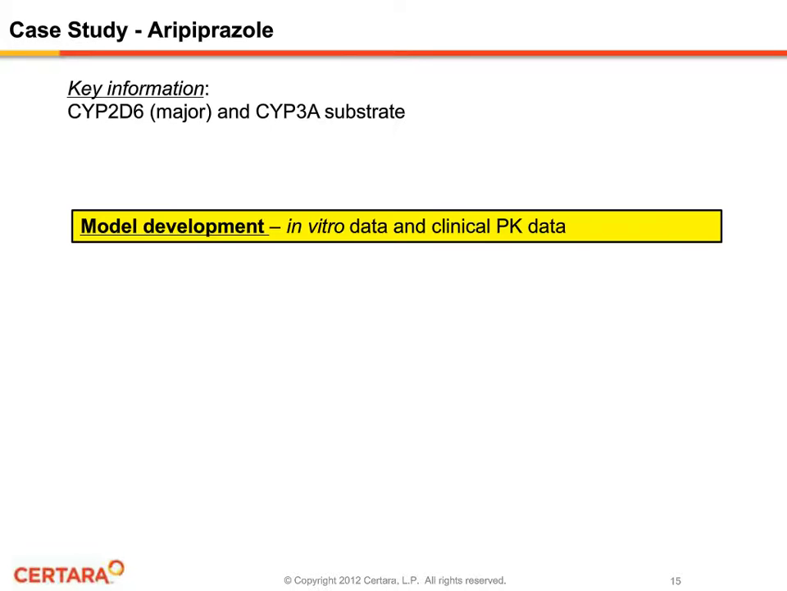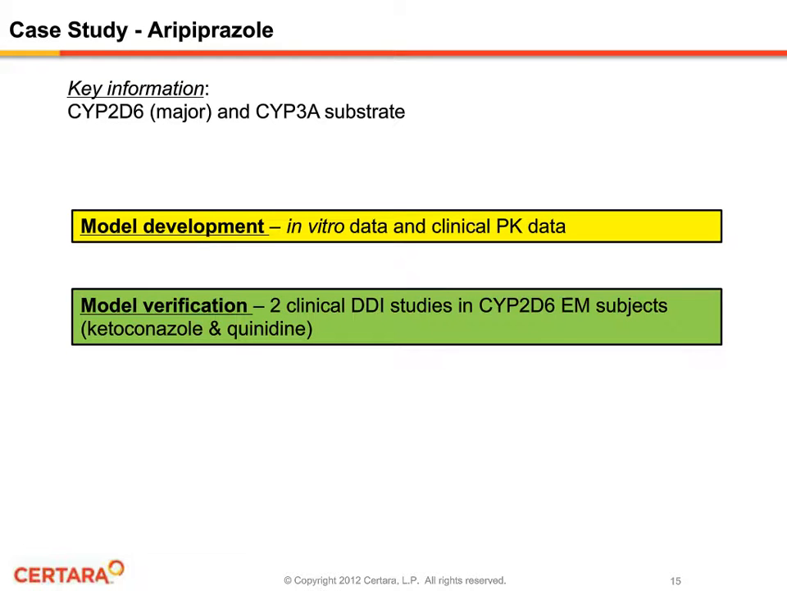So we would go through the model development, collate all of the in vitro data for aripiprazole and also relevant clinical data. That may be single ascending dose or multiple ascending dose data. Then we would go through a model verification process. In this particular case, there were two clinical DDI studies that are available in CYP2D6 EM subjects, one a CYP3A4 inhibitor and one a 2D6 inhibitor. And obviously that allows us then to actually validate the relative contributions of the enzymes.